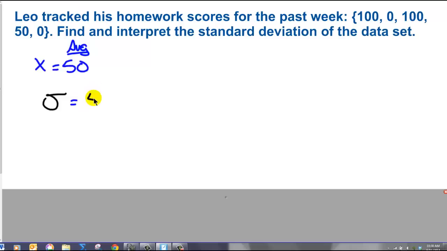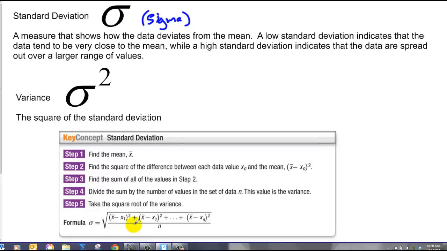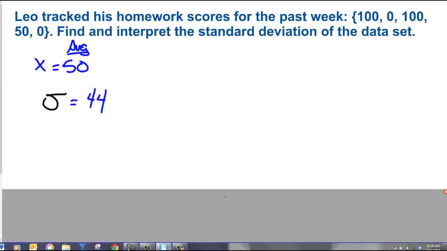and that was about 44. So what that says is, after doing this calculation here, taking the difference of our average and each of our numbers, adding all those numbers up, dividing them by the total number of numbers, and taking the square root, we get a number of 44.